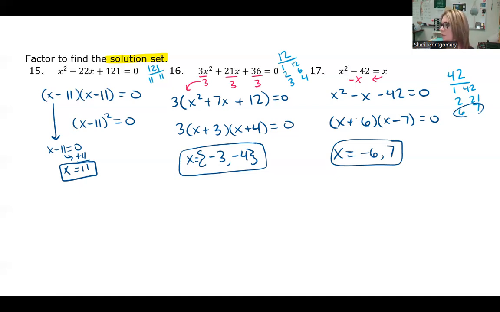Okay, so you have some problems on your homework where I just asked you to factor. You have some problems on your homework where I ask you to factor and then find the solution set. So finding the solution set is really easy once you have factored.